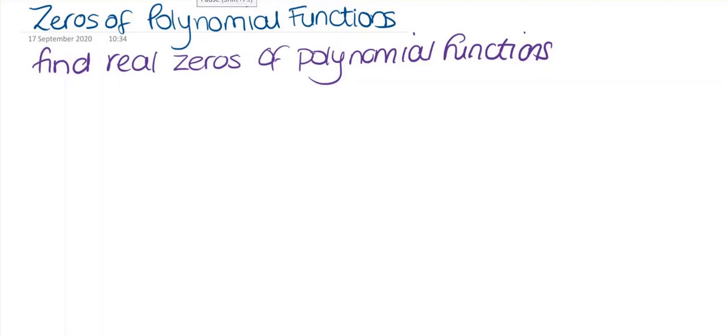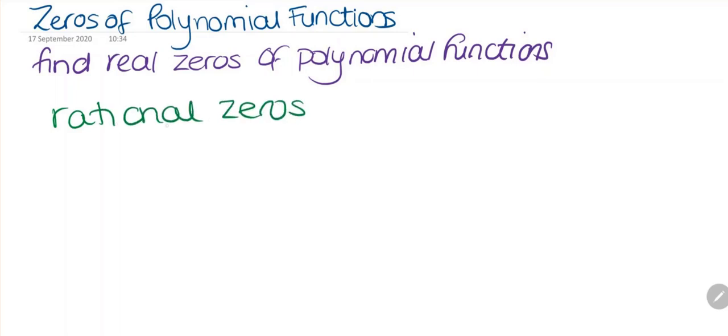Okay, so zeros of polynomial functions, and we're looking to find the real zeros of polynomial functions. So the first one we're going to look at are the rational zeros. So we need to know the difference. So rational zeros, these are zeros that can be written as a fraction.